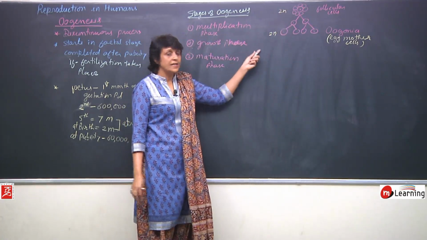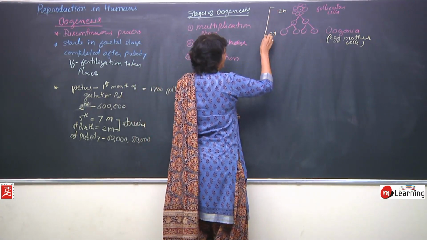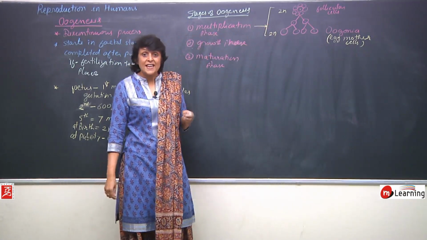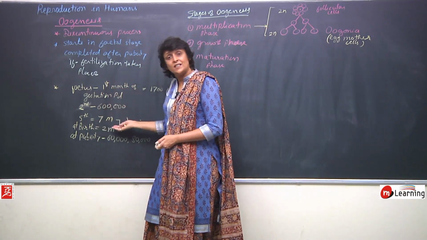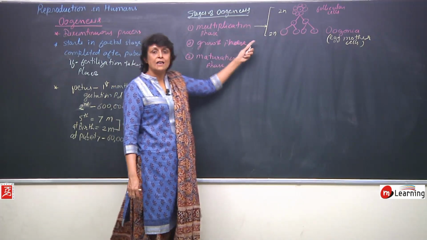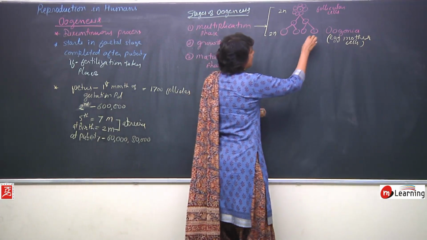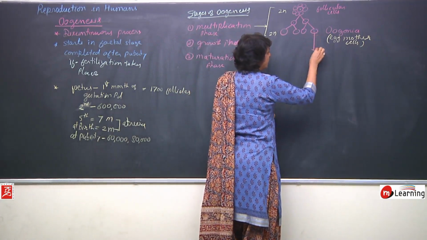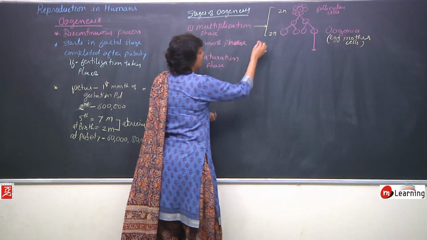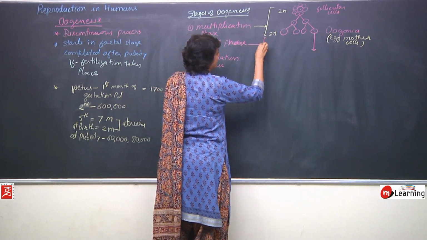What is happening here is mitotic division. So, here what is happening is multiplication. So, first phase is multiplication. Where is it happening? It is happening in the fetal life. So, when the fetus is still developing, at that time this multiplication is taking place. Then these oogonia enter the next phase, that is growth phase.